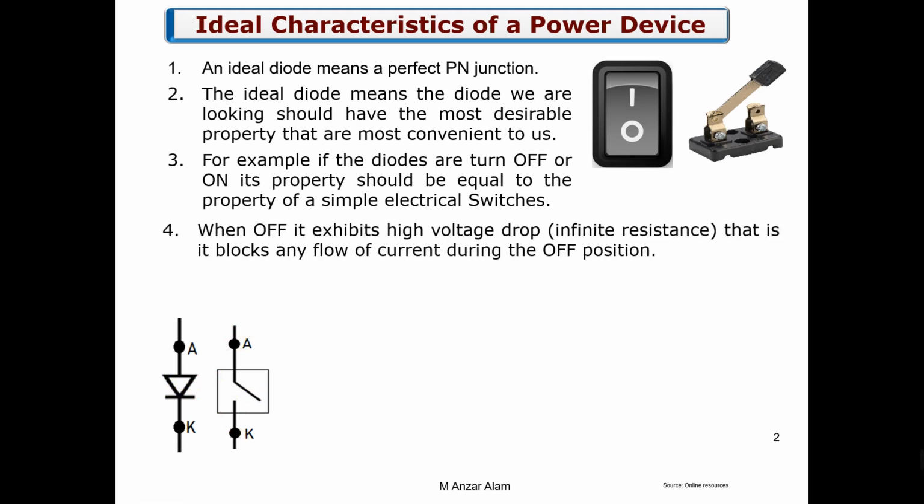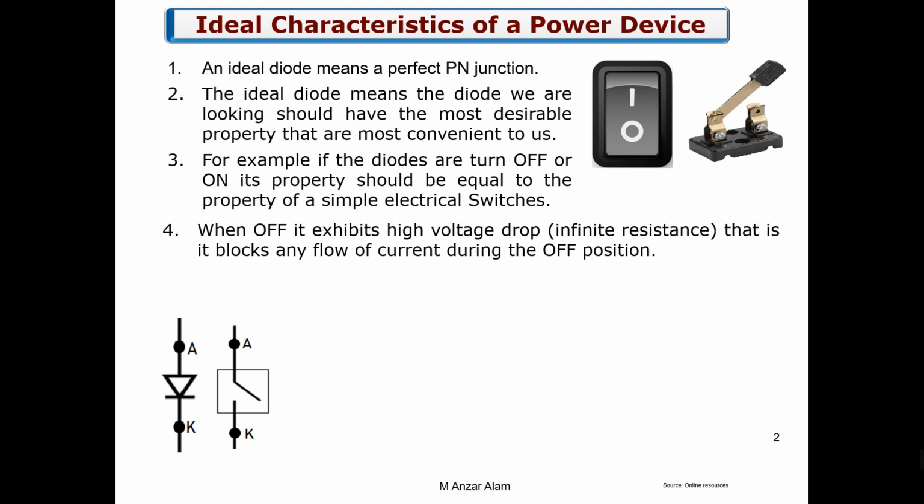And number four, when the diode is off, it exhibits high voltage drop, infinite resistance. That is, it blocks any flow of current during the off position. This sentence you have to understand; you have to pay some attention here. If the diode is off, what is the resistance from here to here? It is an open circuit. Resistance will be infinite, very, very high.